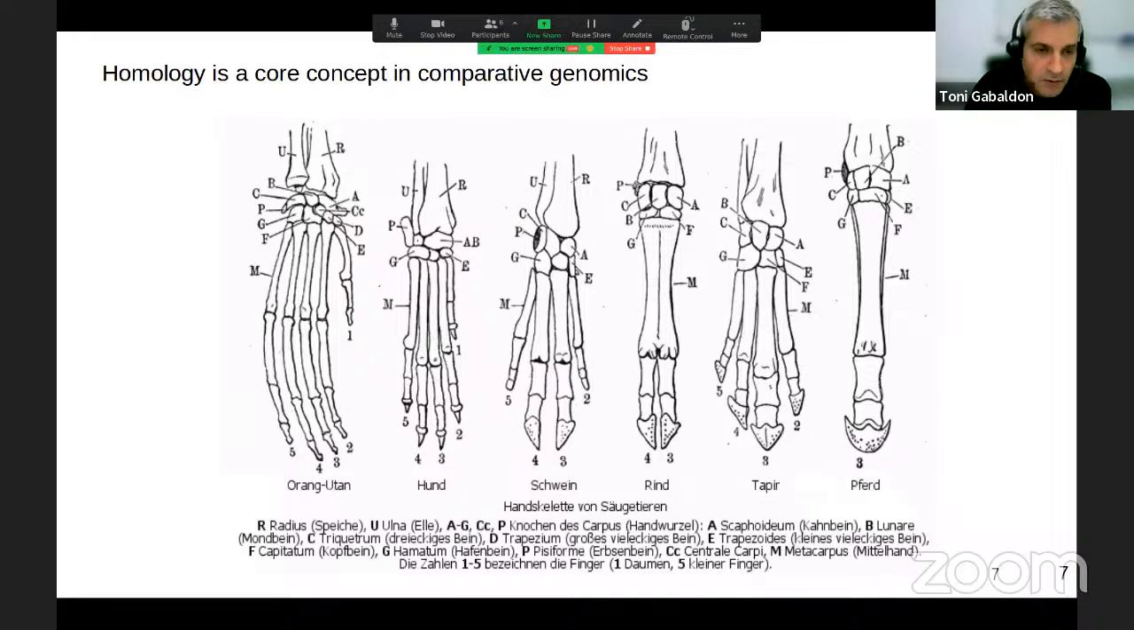So in this picture, we see the forelimbs of different animals like orangutan, the dog, the pig, a cow, tapir, and a horse. And they look all very different, and they also have different functionalities for these different animals. It's not the same the hand of an orangutan or the extremity of a horse. And they look totally different. They have different functions, yet they derive from the same forelimb of the common vertebrate ancestor of these organisms. And therefore, they are homologous.